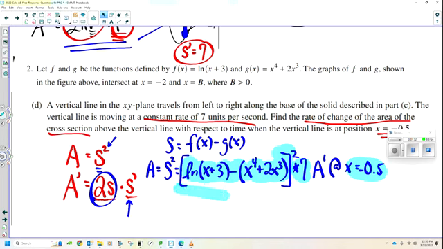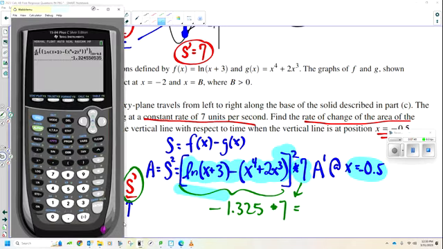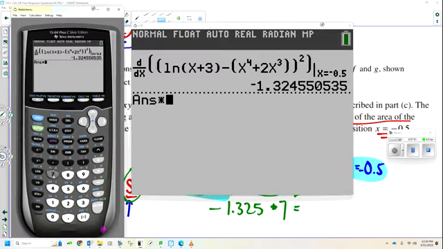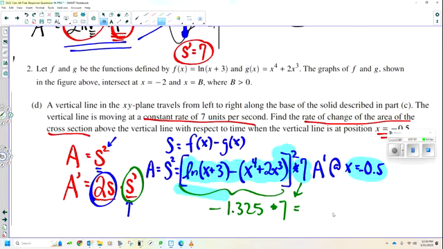This right here is negative 1.325, but I still need to multiply it times 7, because that's the related rate. So I'm going to go back right here, times 7, and it is negative 9.272.